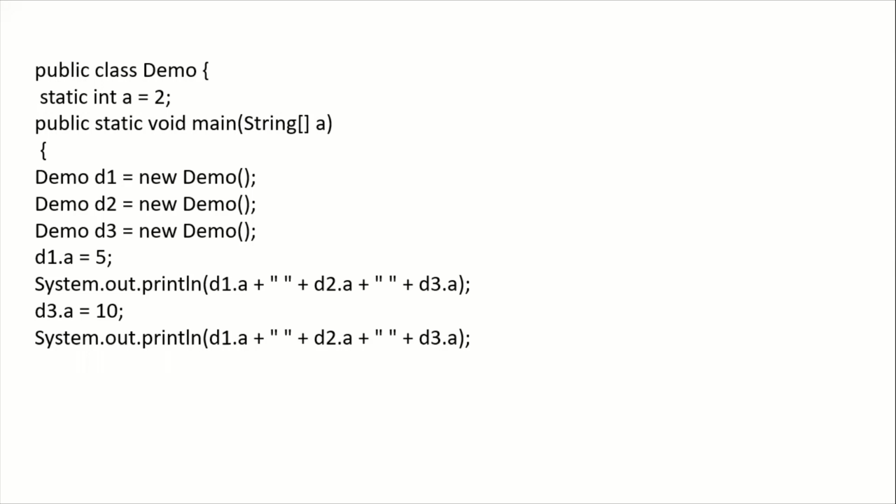And now using d3, we are changing the value. Now this value of 5 is being changed to 10. So all the static variables share the same memory across all the objects. So this will print 10, 10, and 10. That is what static variables are. So hope you are able to crack the pseudocodes. That's all about static variables, instance variables, and local variables.